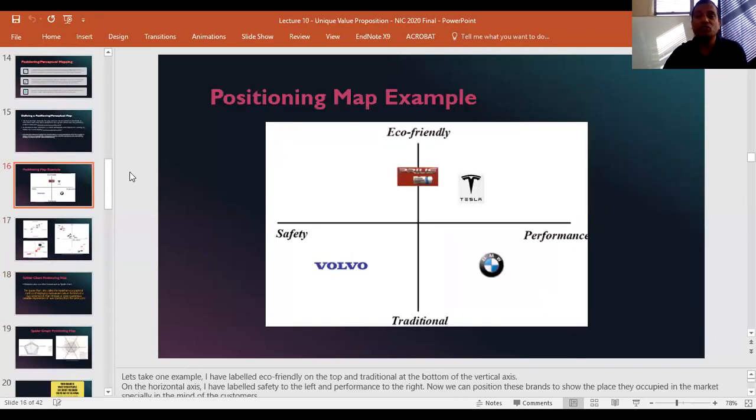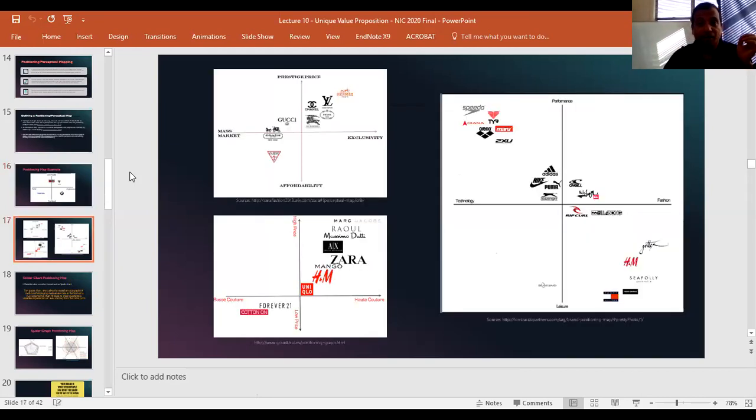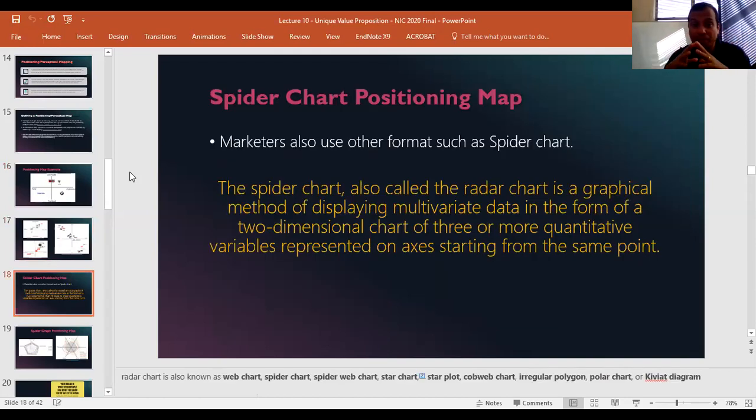As I said, there are other ways to do the same sort of positioning. And think about what we did over here. We just considered only the 3 or 4 important attributes, like eco-friendly, safety, performance. So few attributes I have selected. Think about a company whose positionings are relatively more in number. I mean to say that there are more attributes to position. So if there are more than 4 positioning attributes, probably this positioning map is not going to work. So in that case, we have a spider chart positioning map.